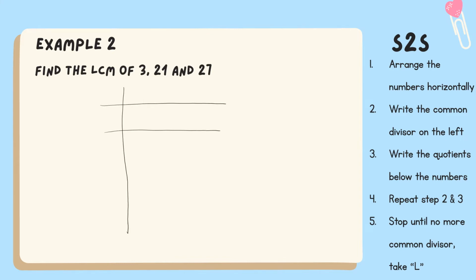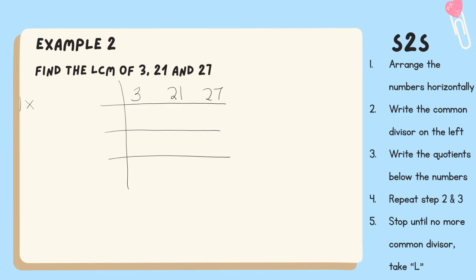Here's our stairs. So we have 3, 21, and 27. Now the trick is to look at the smaller number. So the smallest number here is 3. Then ask yourself if these two numbers are in the multiples of 3. In other words, are these two numbers in timetable 3? It helps if you can list down timetable 3, or just the multiples of 3.